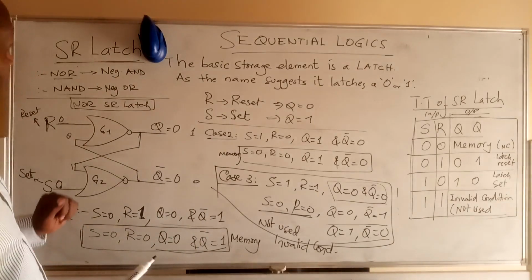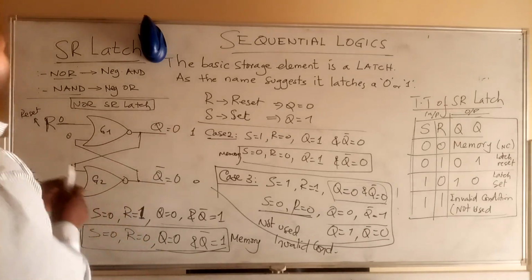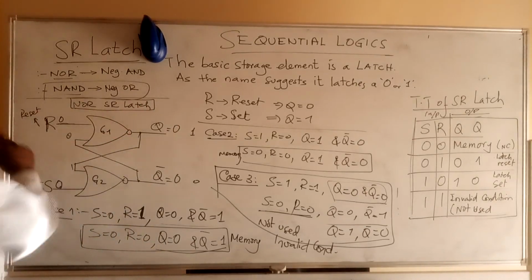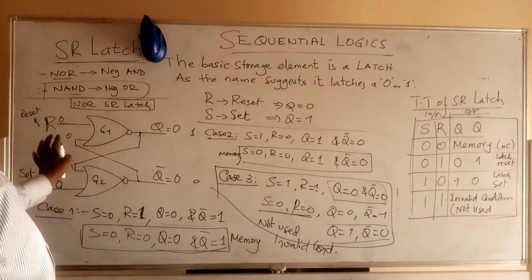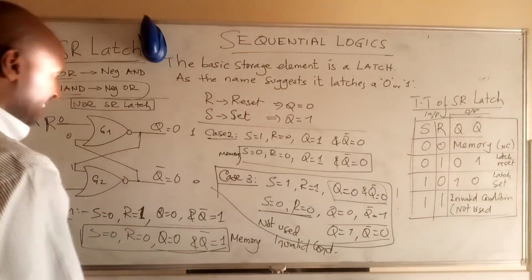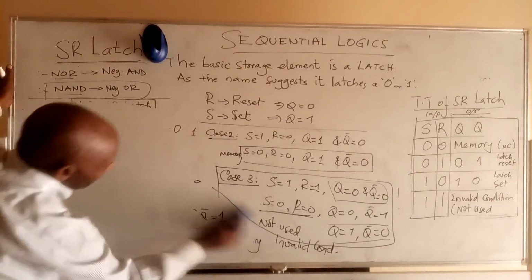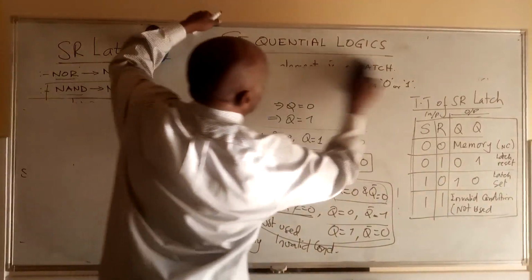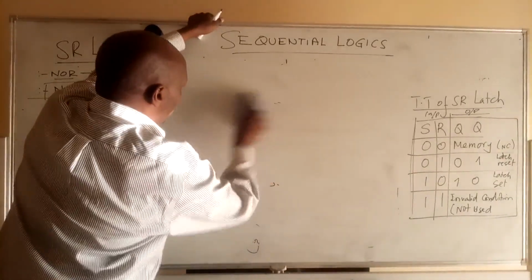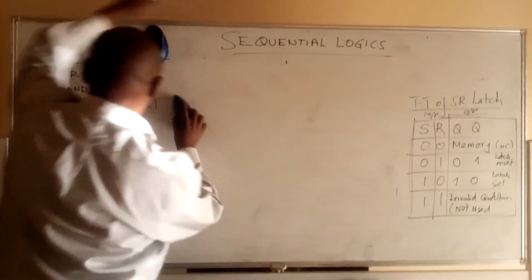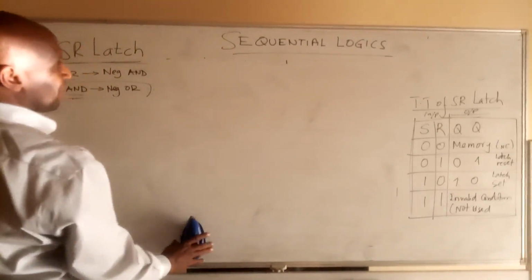So now, in a few minutes, let us see this NAND latch. This NAND latch is the opposite of the NOR latch, because it will be like this. You can use all the steps we have done.